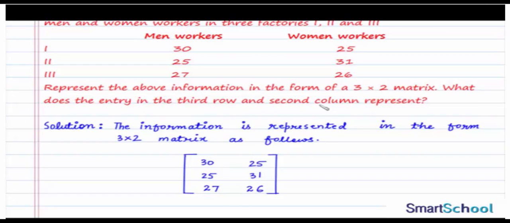Also asked in the question is, what does the entry in the third row and the second column represent? So the entry in the third row and the second column, which is 26, represents the number of women workers in the third factory. So 26 is the number of women workers in the third factory.